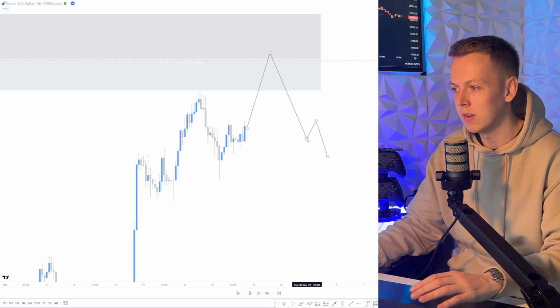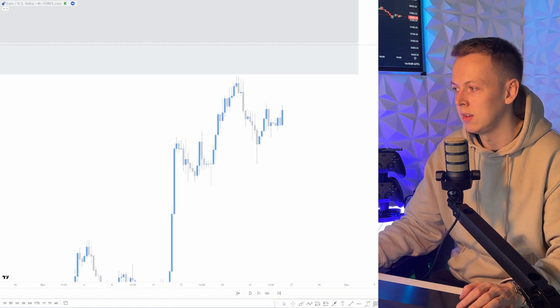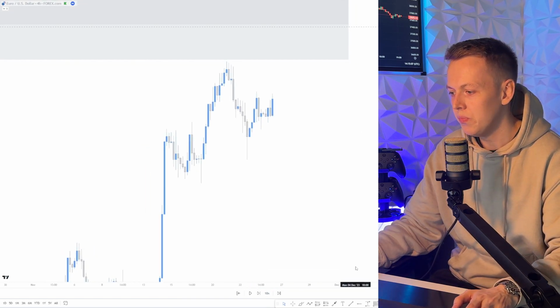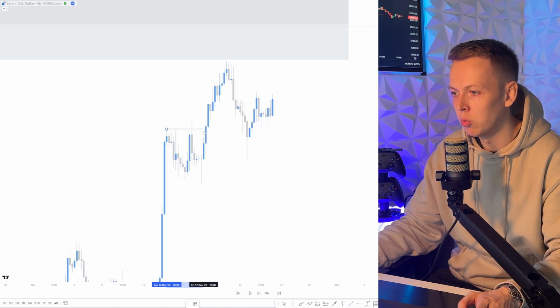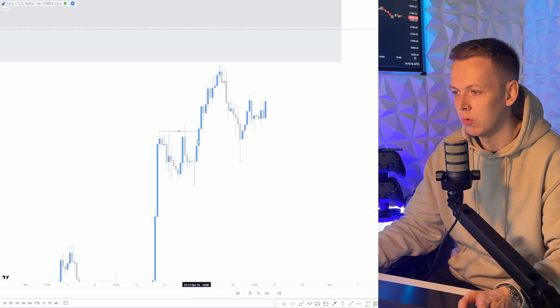So, now we understand all of this, let's mark out our 4-hour structure. We understand that price is clearly in this bullish trend. What we can see is that we had this nice break of structure just in here. It's with a body break. We pushed through nice and impulsively.